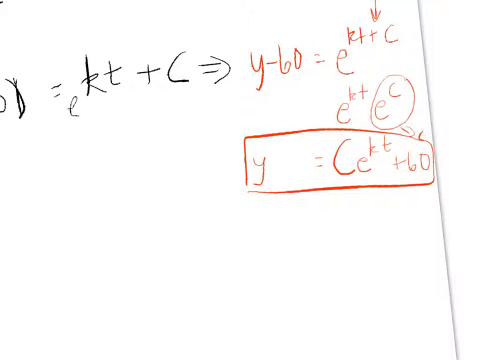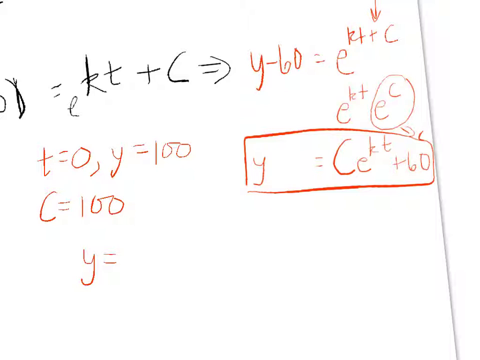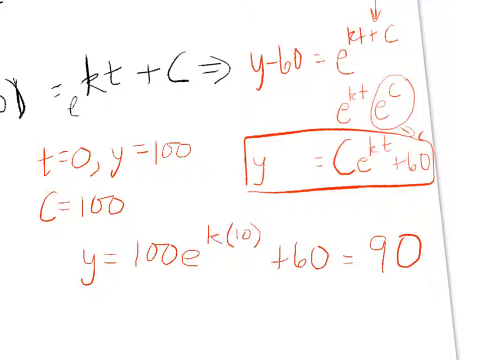Our initial condition, when time equals 0, what is y? It's our initial temperature, 100, right? So C equals 100. We can do that without going through all the steps, right? Okay, so now we can solve for k. 100 e to the k, what condition are we using here? The other one, right? So at t equals what? 10, right? At t equals 10, y is 90.